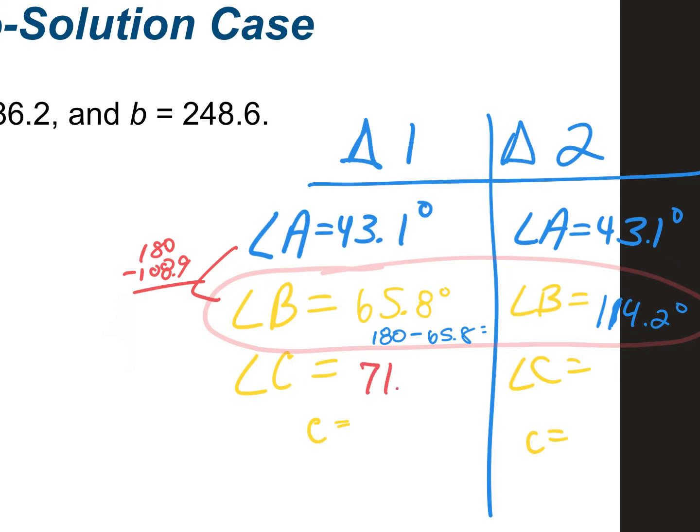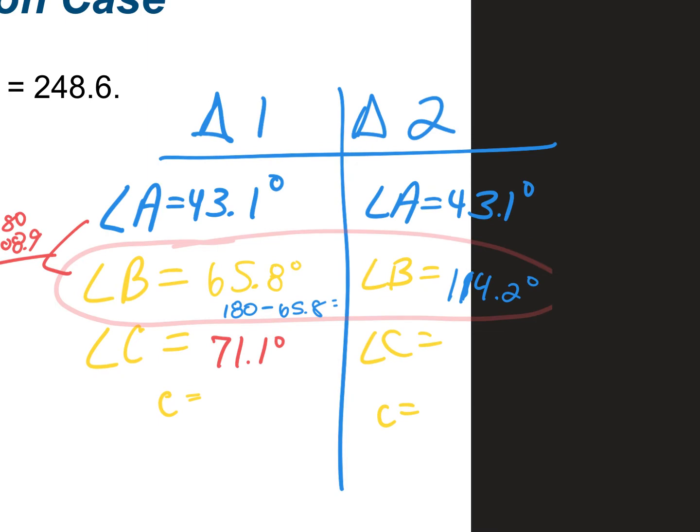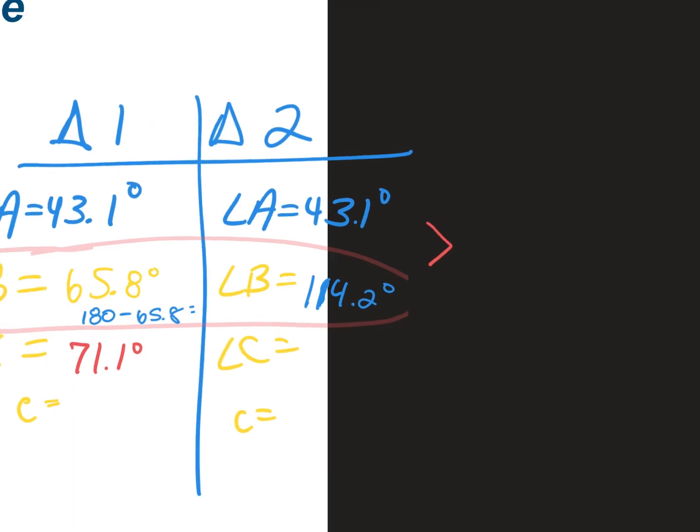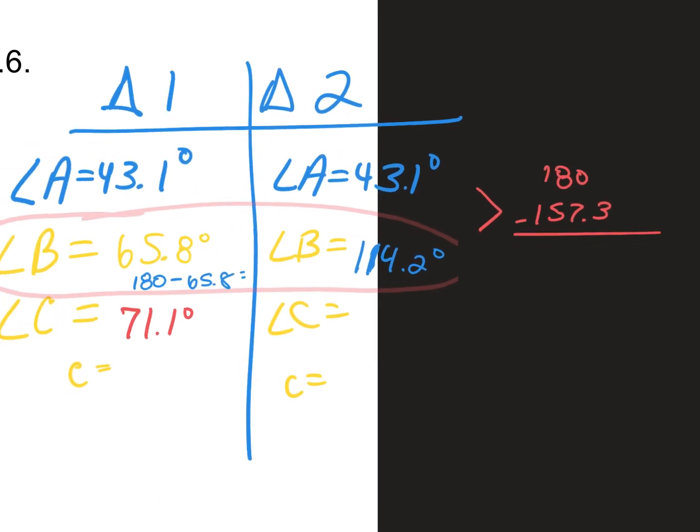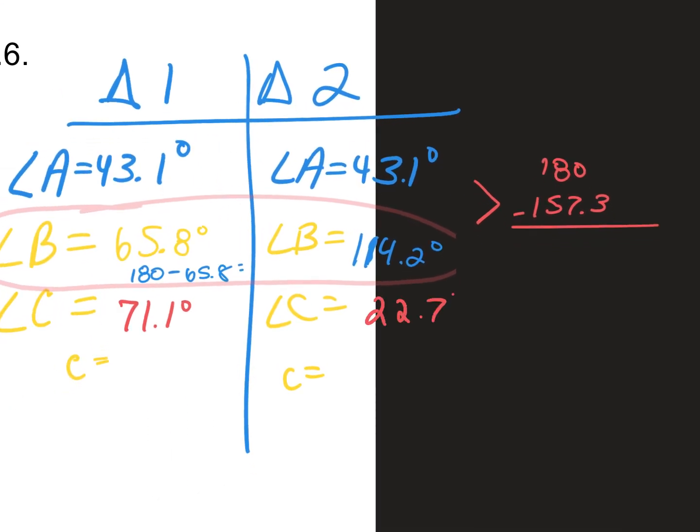71.1. Okay. So over here, same thing. I'm going to add 43.1 plus 114.2. And I get 157.3. Can I take 180 minus 157.3 and get a nice positive number? Yes. Absolutely. 180 minus 157.3. I get angle C here is 22.7 degrees.